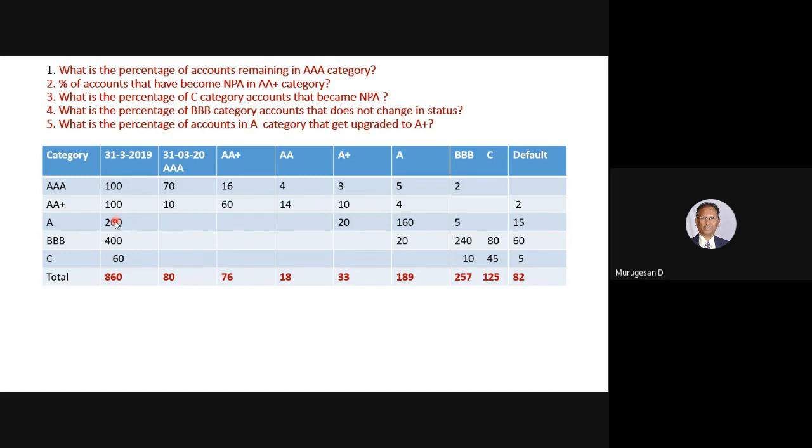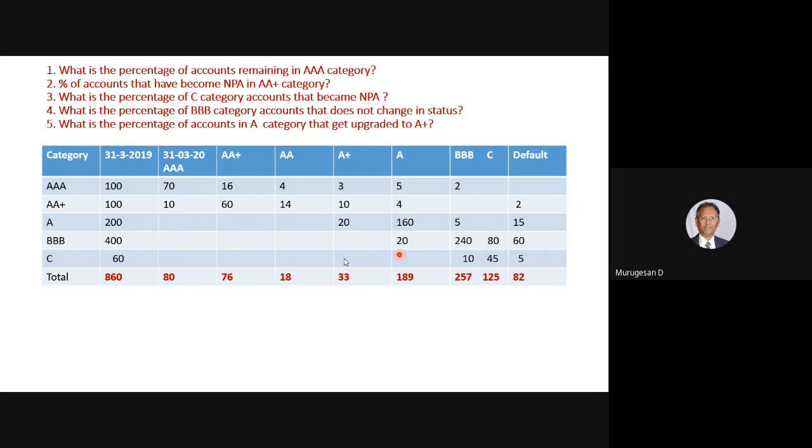Only analysis. You understood? Now BBB. 400 accounts are there in BBB, but after 1 year, nothing in AAA, AA plus, or A plus. 20 accounts have upgraded. But 240 accounts still remain in BBB. 80 accounts downgraded to C. C means 150% risk. Then 60 accounts moved to NPA. So total 400. In 1 year, this much impact, like a cyclone. 60 accounts have become NPA.